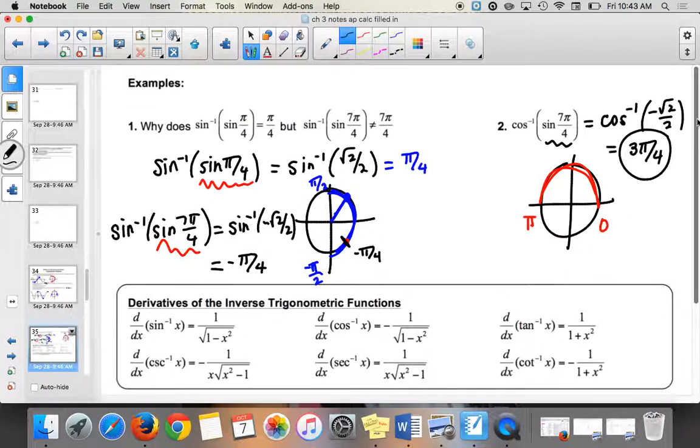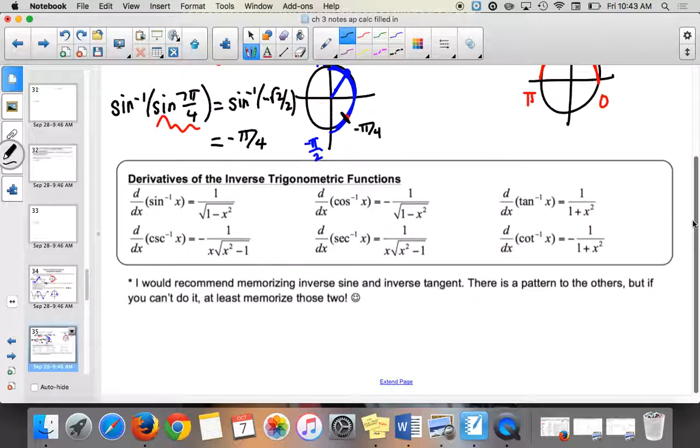Okay, so here are our derivatives. I would recommend memorizing inverse sine and inverse tangent. These are the ones that I have seen on the AP exams, so every practice exam will have these ones. Those are probably the most important. That's all I make you memorize in my class. Now, could the AP test put the other ones? Sure, they're on the list of topics that could be on the AP exam. And I feel like every year the AP Calc exam gets just a little bit harder because that's what they do. So, maybe you should memorize the other ones, but there is a pattern.